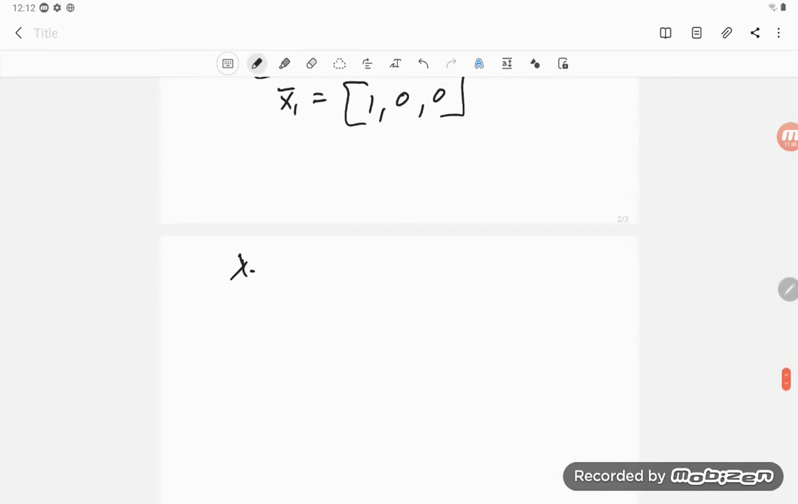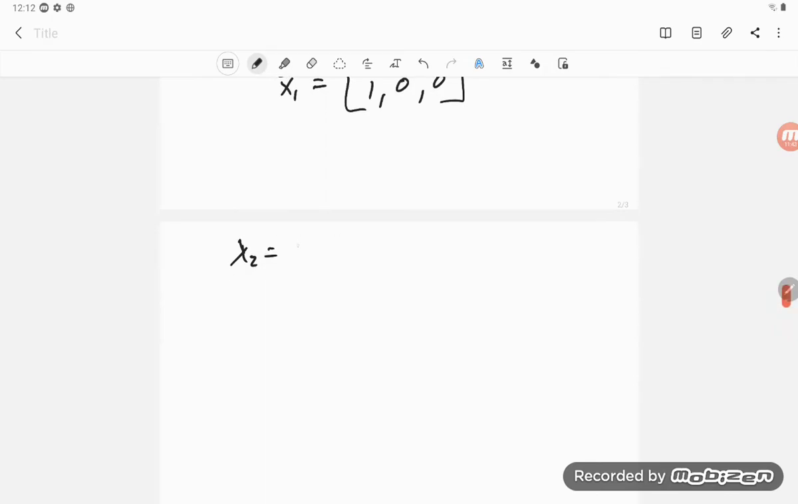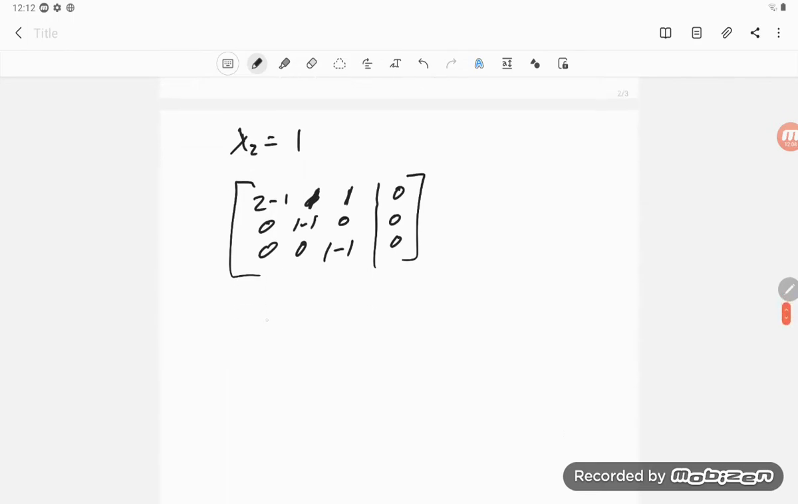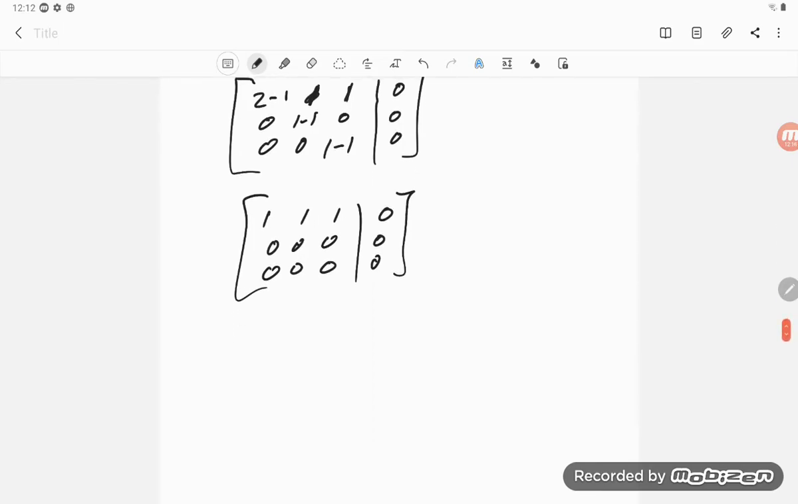Now, let's look at our lambda 2 equals 1. And that augmented matrix, I have 2 minus 1, 1, 1, 0, 1 minus 1, 0, 0, 0, and 1 minus 1. So this is a pretty quick one. I get 1, 1, 1, 0, and then everything else is zeros. That's what I call quick row reduction. And so you see this says x equals minus y minus z.